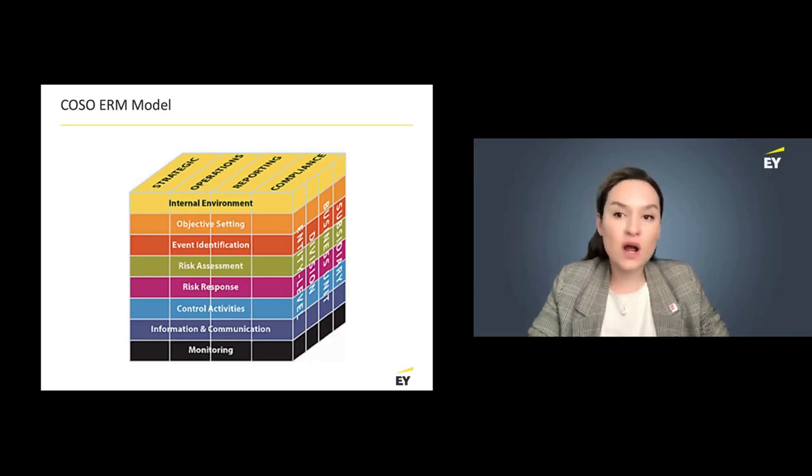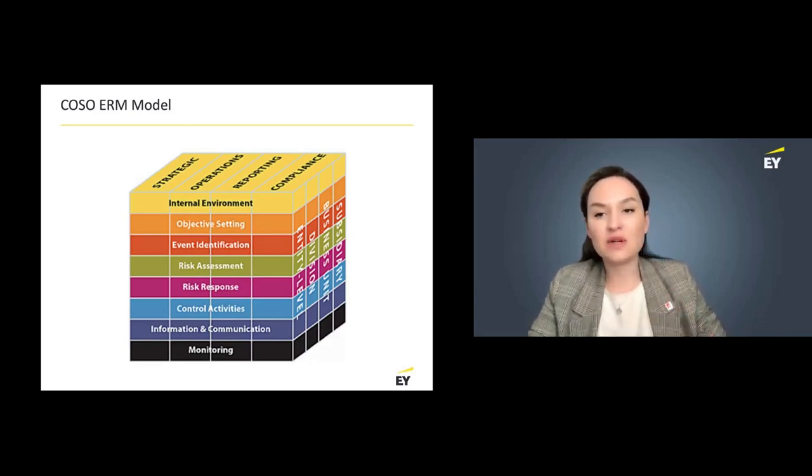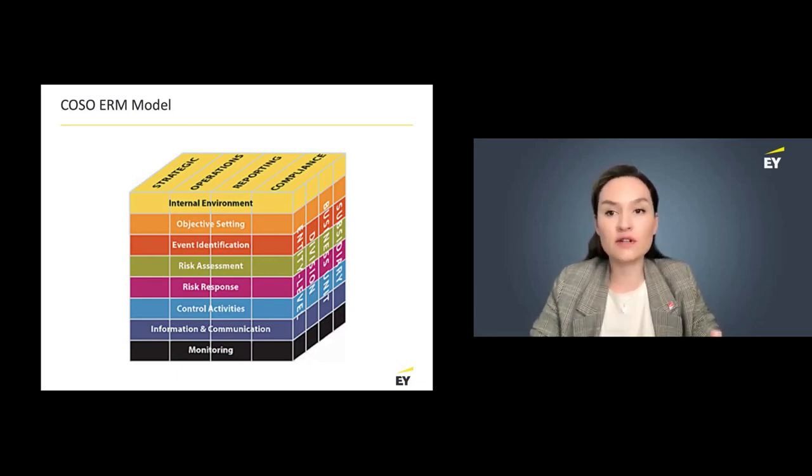The reason why this cube is being sliced is that each and every slice must be covered. For example, each and every objective must be present at every level of the company and must contain all the risk management model components. Only once all the components are present at every level and are functioning in an interrelated way can risk management be deemed effective in the company.